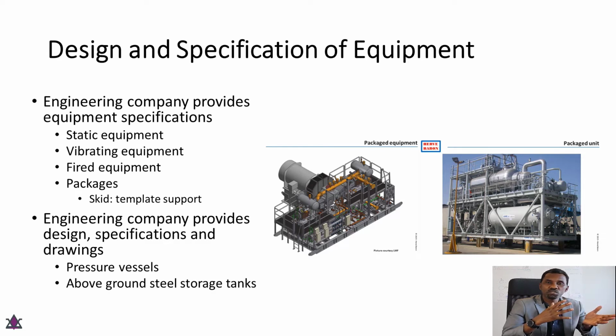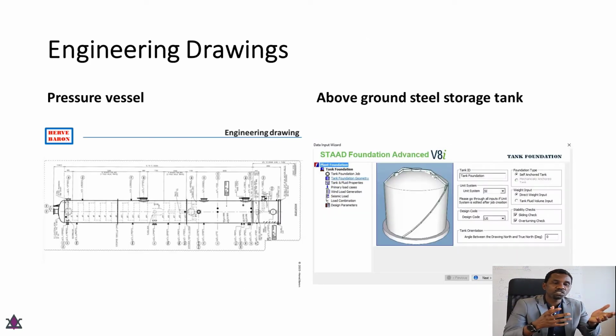With respect to these two equipments, the details up to the level of the thickness and the type of materials used for their construction is specified by the engineering company, and they also provide comprehensive drawings for the whole layout of this equipment. So you see here a schematic on the left for pressure vessels done by the engineering company as obtained from the video of Oil and Gas Engineering Guide by Herve Baron. The link of that video is in the description.